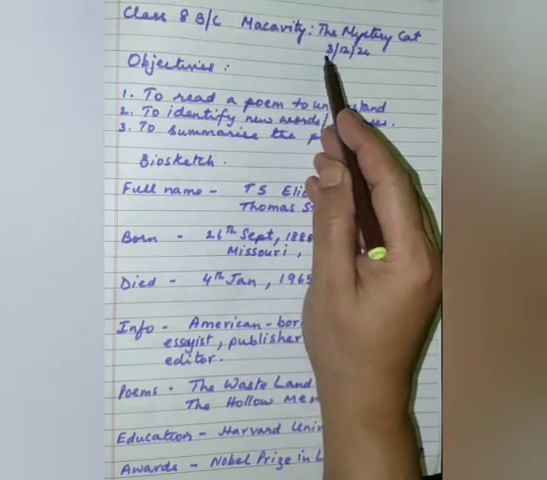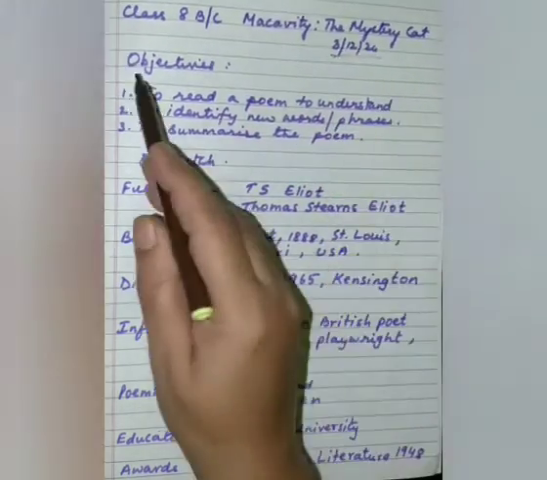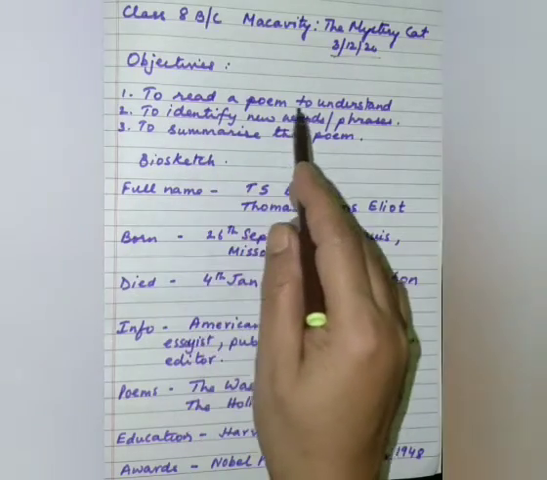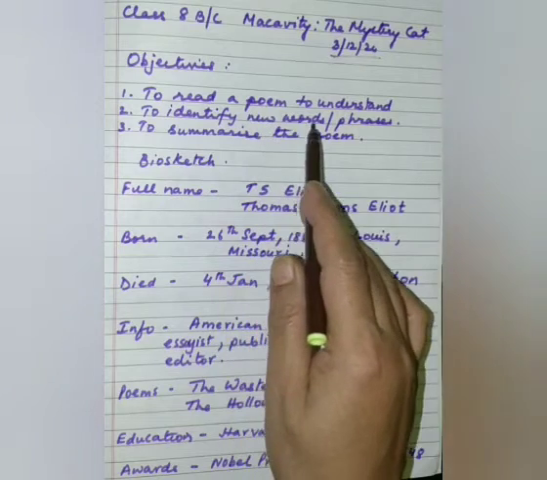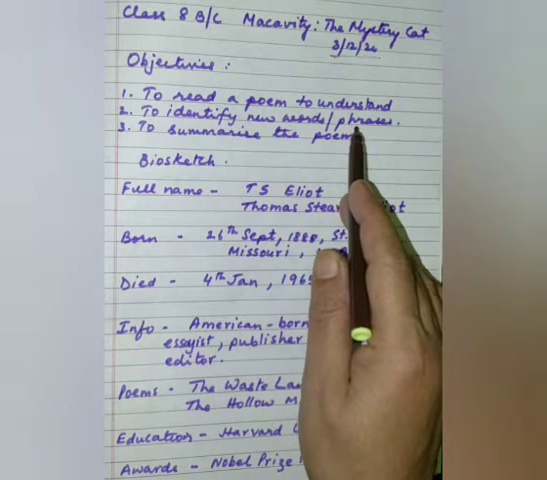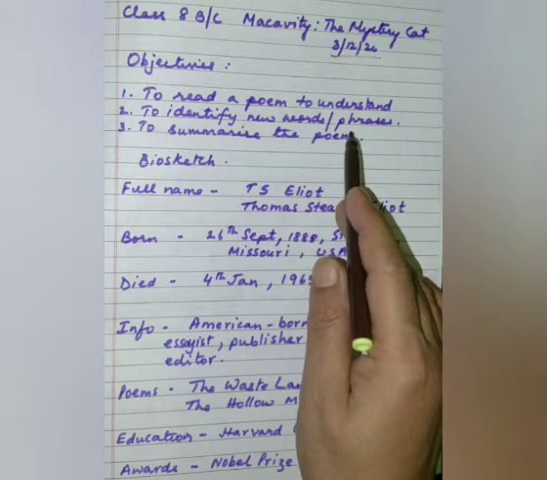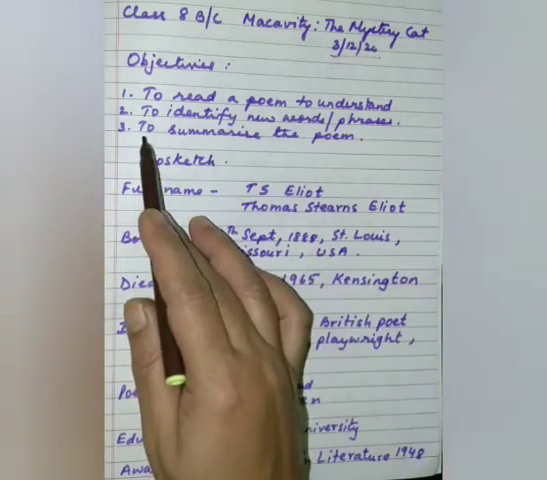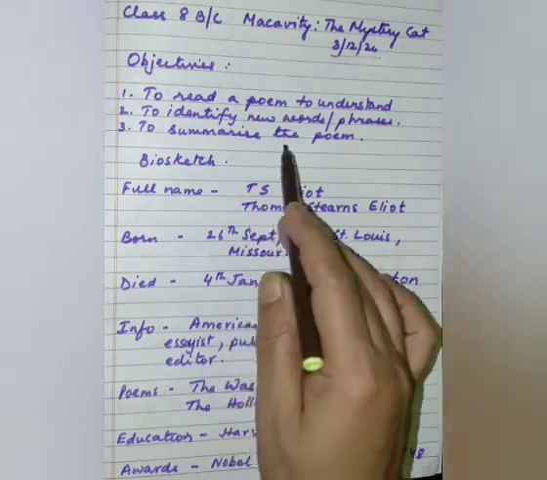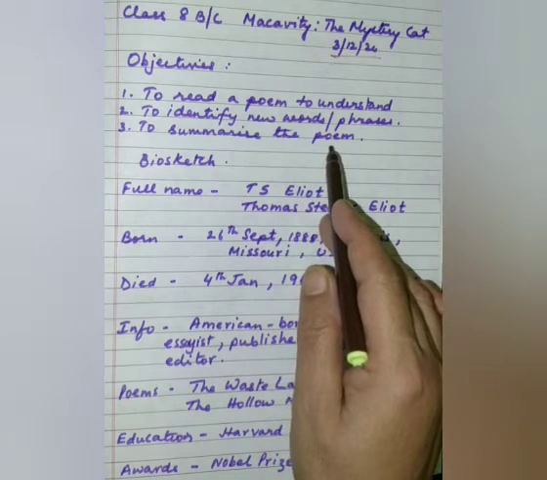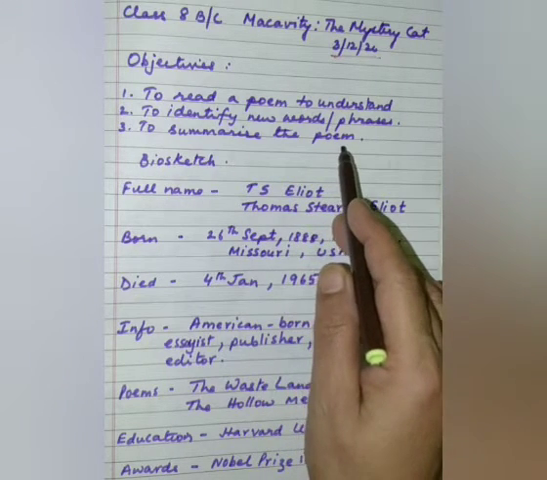So today, class 8 BC, Macavity the Mystery Cat. Today's date is 3/12/20. The objectives are to read a poem to understand, as we usually do, then to identify new words and phrases, which you will find in plenty. Whatever new words you find, please underline them and find the meanings of them too. Then to summarize the poem, which you will be doing yourself. You will be writing the summary of the poem yourself.